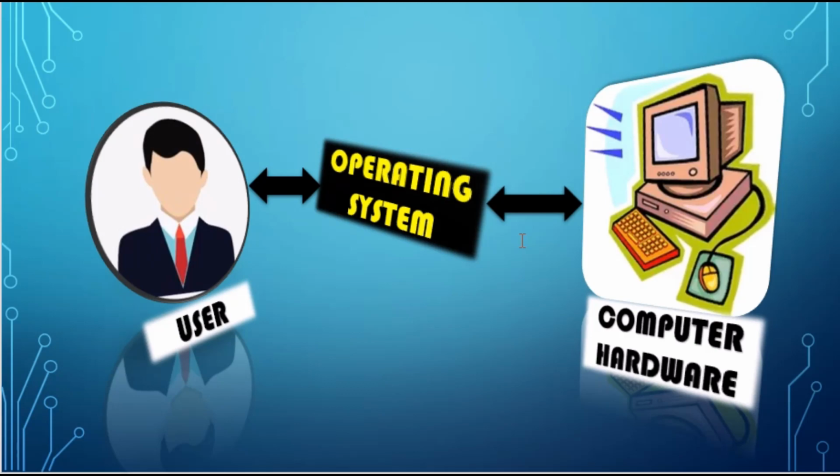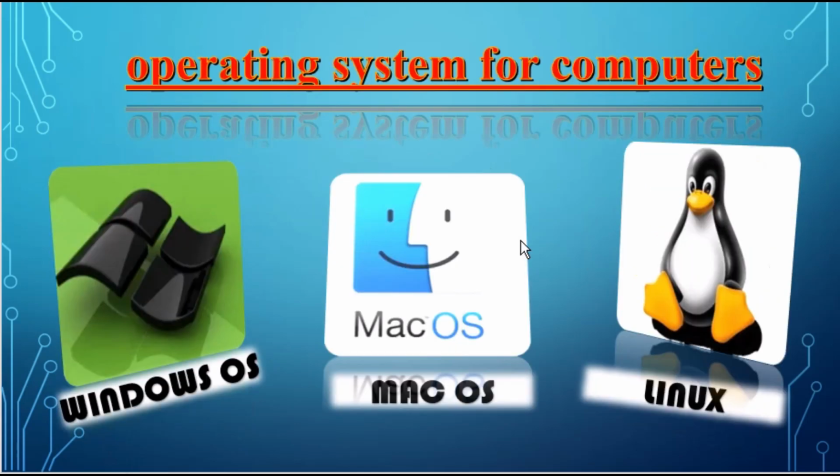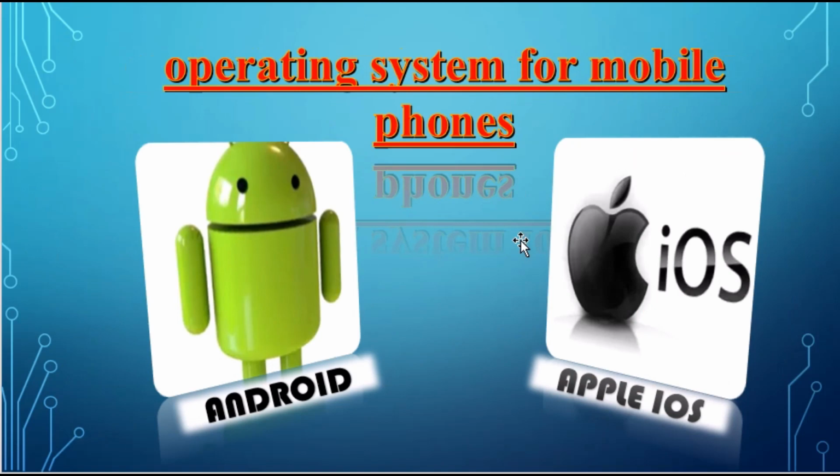Operating systems used in computers and laptops are: we have the Windows operating system, the Mac operating system, and the Linux operating system. We also have operating systems for our mobile phones, and these include the Android operating system and the Apple iOS.